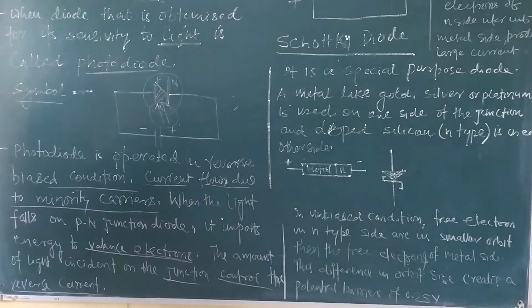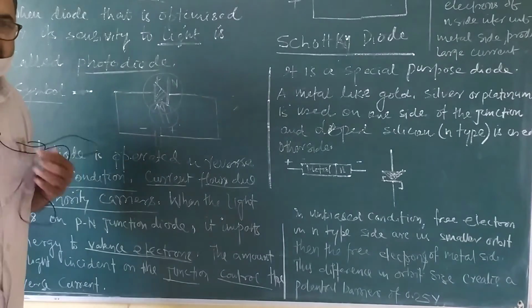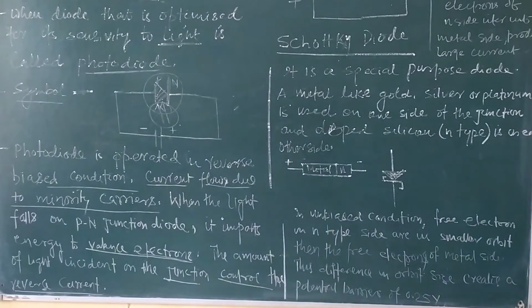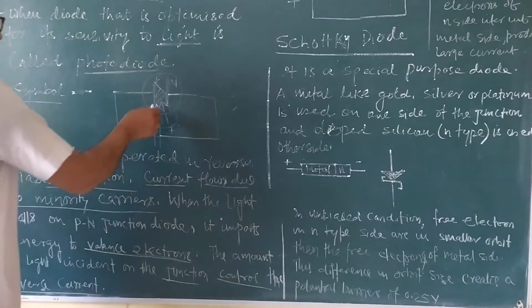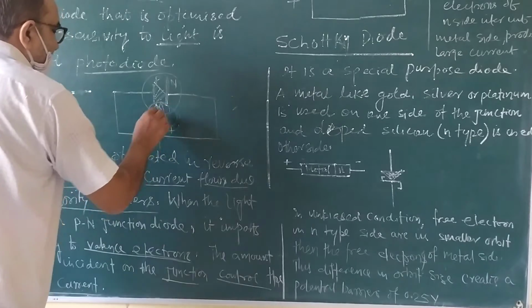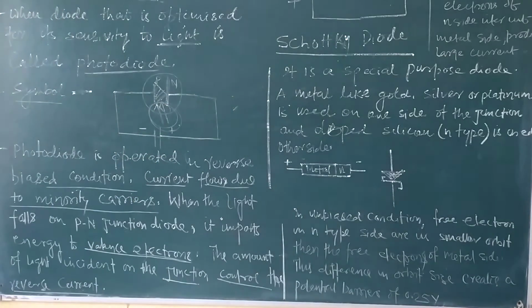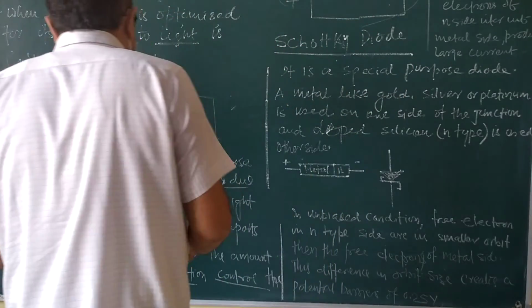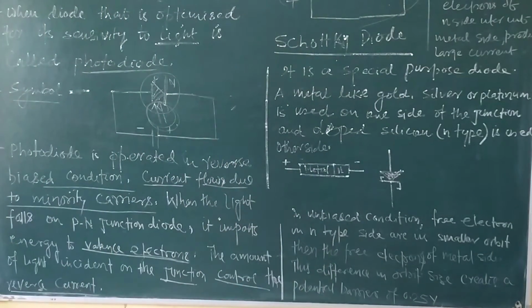Photodiode, basically what is it? It is a type of PN junction which operates only in reverse bias condition, and the amount of reverse bias current depends only on the intensity of light. Here also the same diagram has been shown in the case of photodiodes.